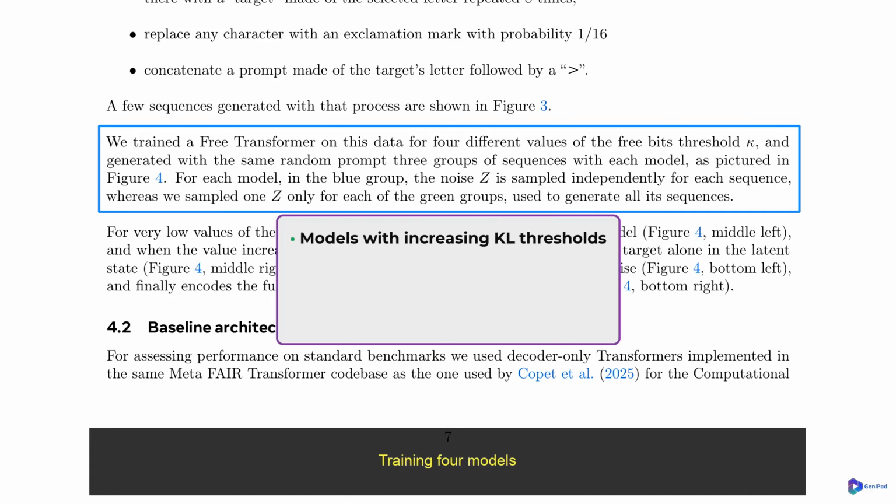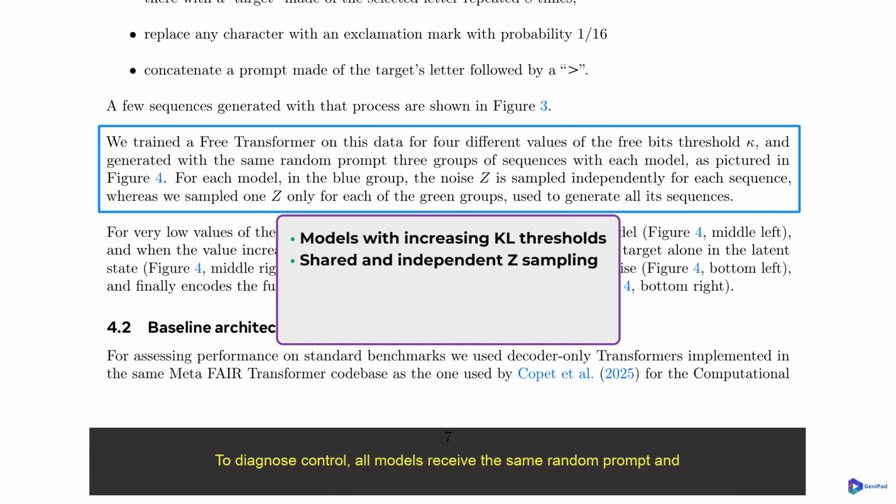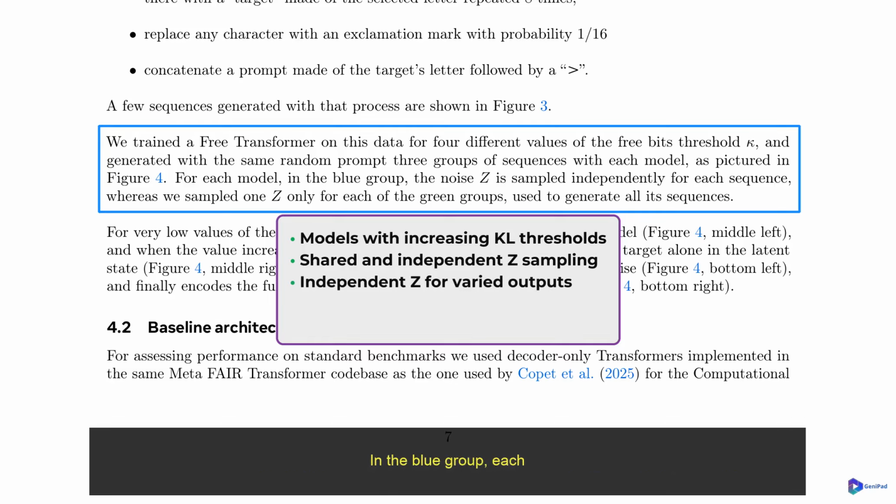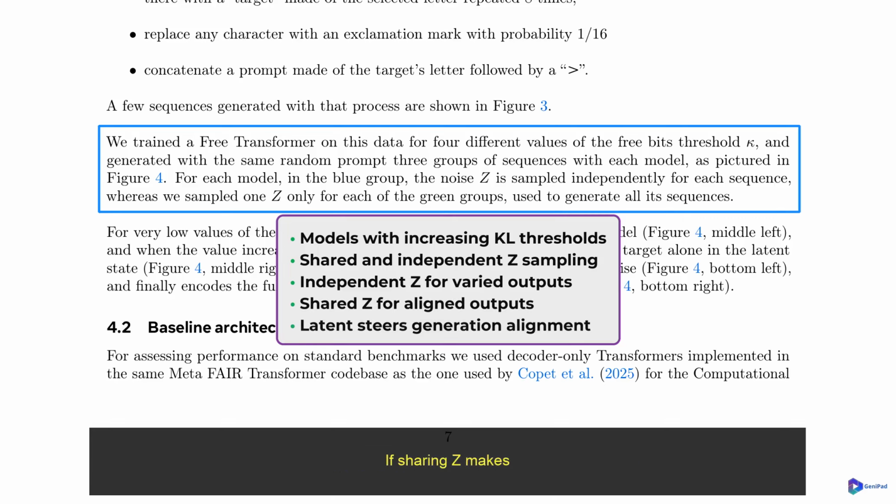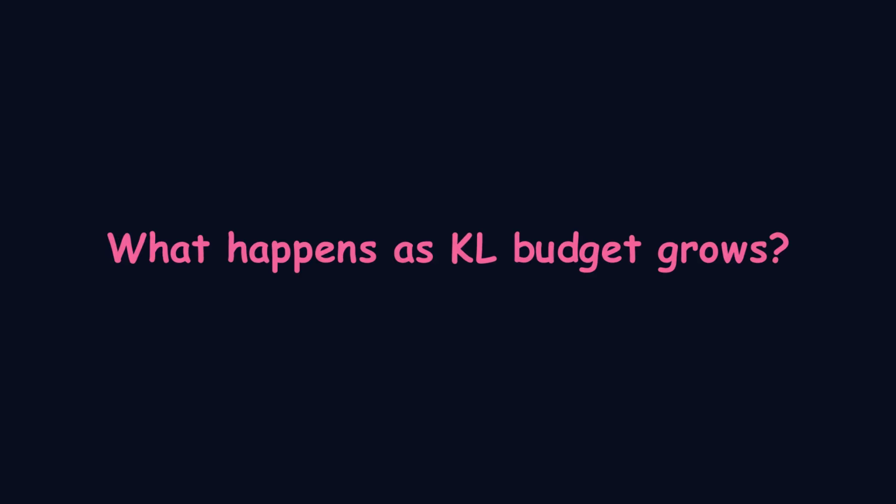Training 4 models with increasing free bits thresholds, K, reveals how Z is used. To diagnose control, all models receive the same random prompt and produce 3 groups of outputs. In the blue group, each sequence gets its own independently sampled Z. In the green groups, many sequences share the same Z. If sharing Z makes outputs align on global traits, that's evidence the latent is steering generation.